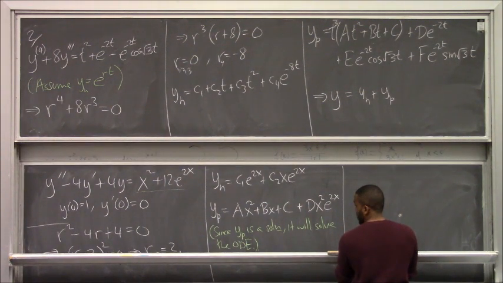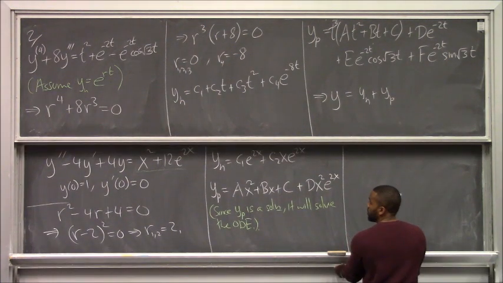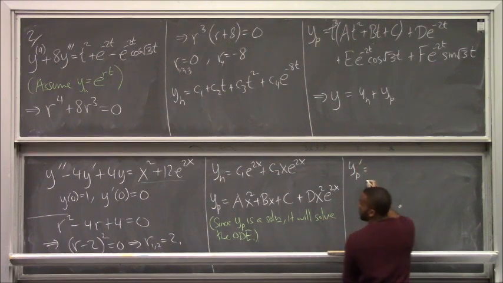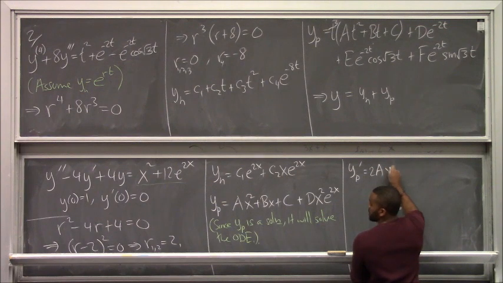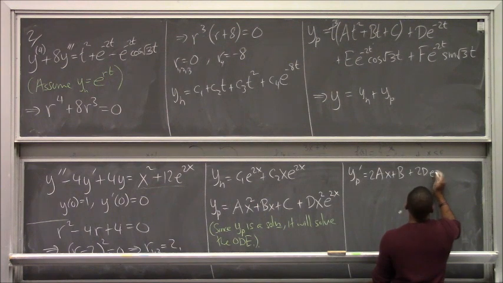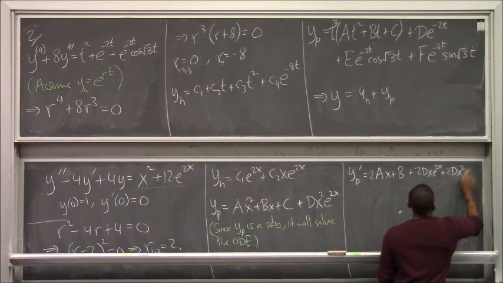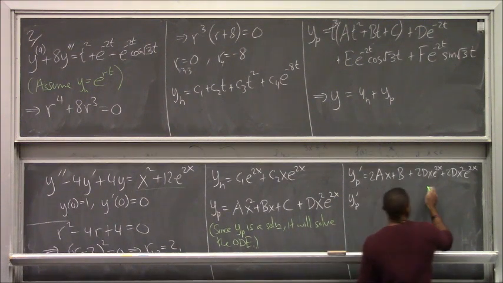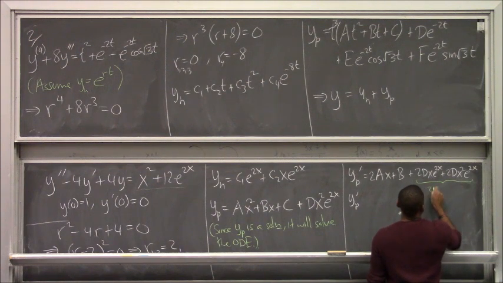We're going to assume this solves the differential equation. If it solves the differential equation, it means that we can plug it in and it will work. So we have to find the derivatives. yp prime is going to look like what? 2ax plus b, plus 2dx e to the 2x plus 2dx squared e to the 2x. Now we're going to do that again. This part here, we can think of as 2dx plus 2dx squared, times e to the 2x.